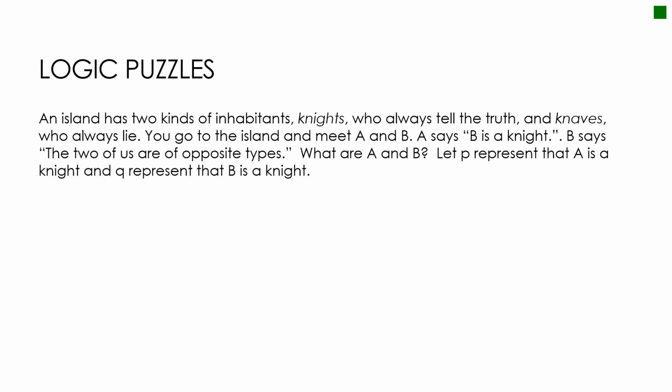A says B is a knight. B says the two of us are opposite types. And the question is, what are A and B? Are they both knights, both knaves, one of each? How does it work out? So let's let P represent that A is a knight and Q represent that B is a knight. Now it is possible to create a truth table for this, but honestly on a question like this, I think it's easier to just use logic rather than to use necessarily those propositional statements that we're talking about.